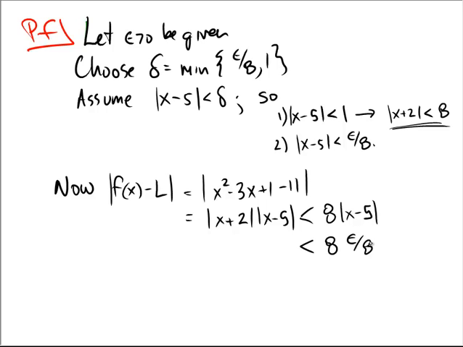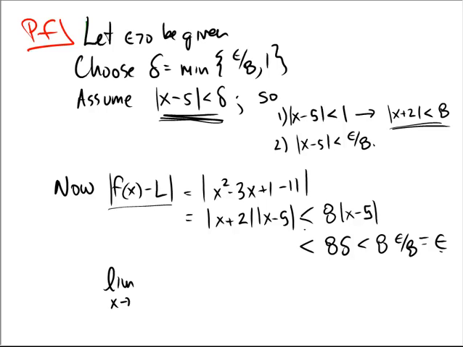Well, okay, technically I guess I should go like this. Technically I'm making the move here with the assumption, so I should say 8 delta. But then I would just say that that's 8, and at worst case, 8 times epsilon over 8. And that's just equal to epsilon. But because of all my choices in the bound, I am getting that |f of x minus L| is less than epsilon. So the limit as x approaches 5 of f of x, in this case, is absolutely equal to the 11 that we thought it should be.